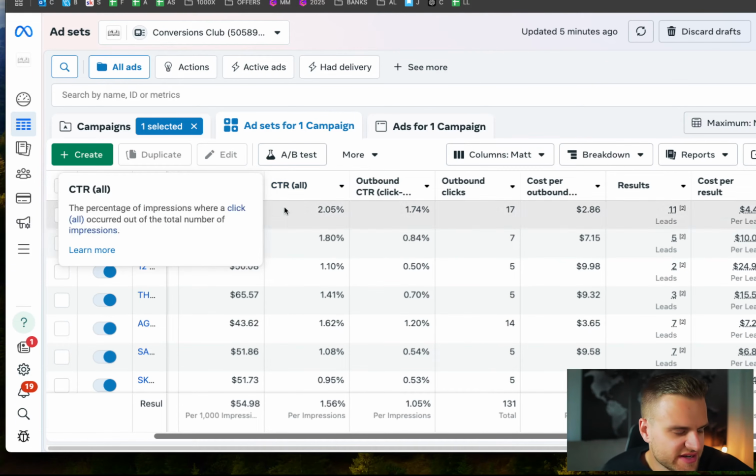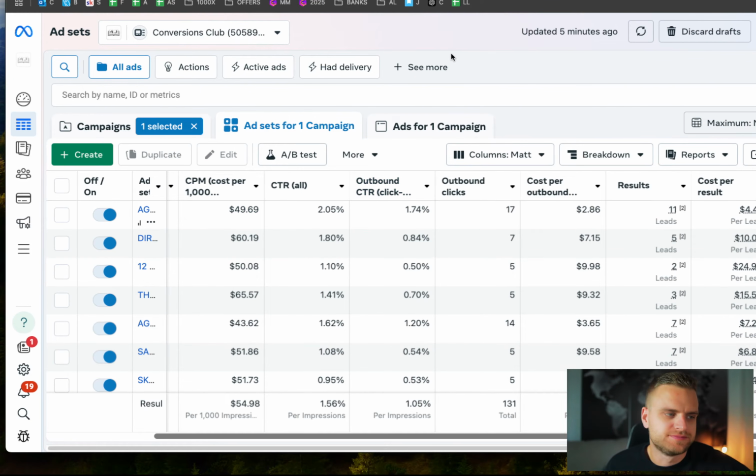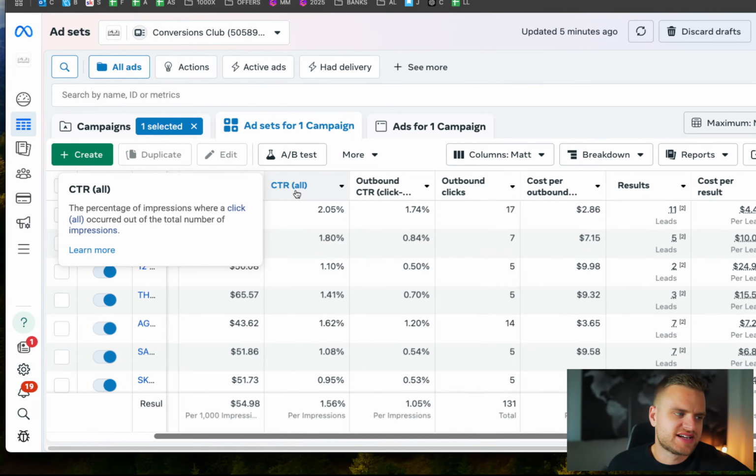The next here is I have CTR all, and it's important because it's related to outbound CTR. So the difference between the two is outbound CTR is what tracks the click to your link. So outbound, off platform. CTR all is anything that's clicked on your ad, whether that's clicking on your video, clicking on the comments, clicking on see more, clicking on your profile, any click whatsoever.